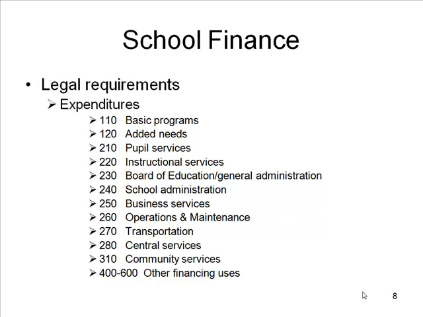In the 230 level, these are expenditures that are associated with the Board of Education or General Administration. Some board expenditure line items might be for the authorizer contract payments. This would also be for legal services, auditing services. General Administration would be, again, limited if you have a structure whereby you have a superintendent and a building principal. The superintendent would be charged at this level.